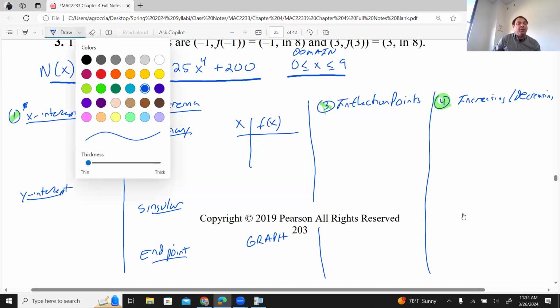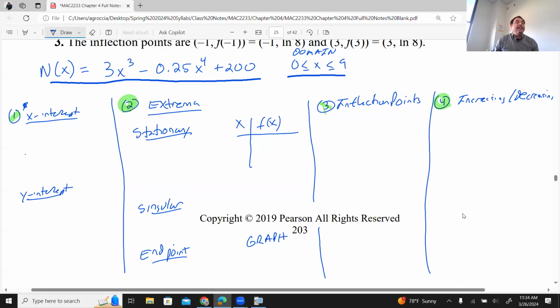Now, as we do this problem, we're looking at everything. We're looking at the x-intercept, the y-intercept, the extrema, the inflection points, increasing, decreasing, basically everything we've covered up until this point. So the hope is you've tried it, you've worked on it, you have an answer. Now we're going to see how we did. Now, I put a little star by x-intercept, and we'll talk about that in a minute.